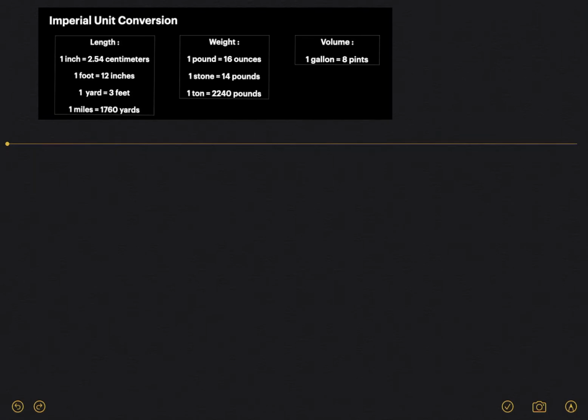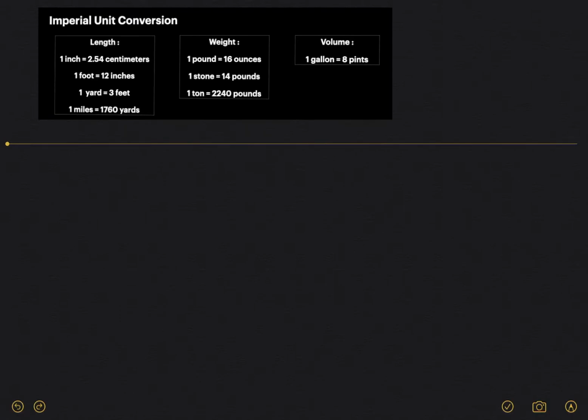Hey everyone, today we're going to be talking about the imperial system, and we're going to be learning about how to convert or make conversions between these units of measurement, okay? So if we look here at the top, I have divided it into three sections. We have length, weight, and volume.